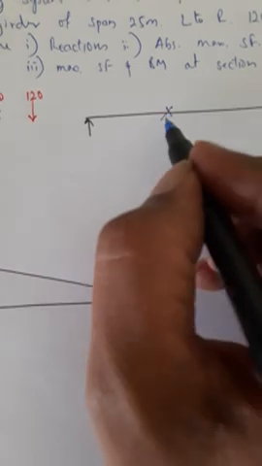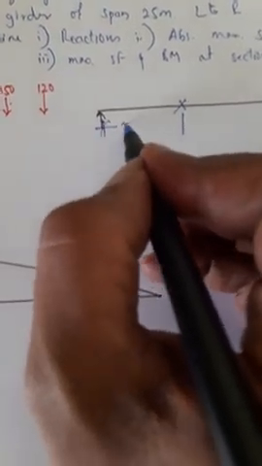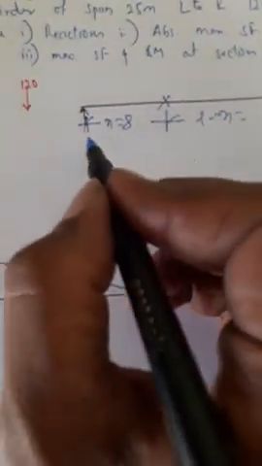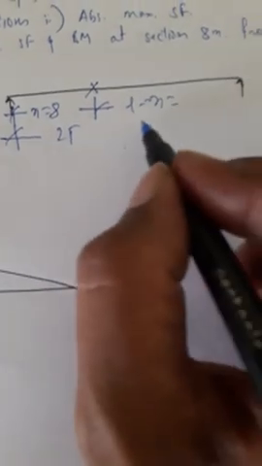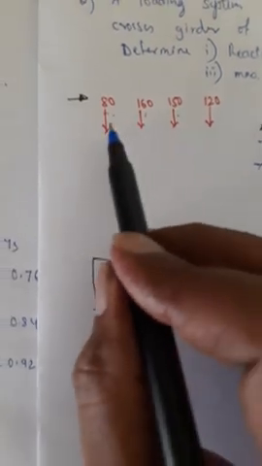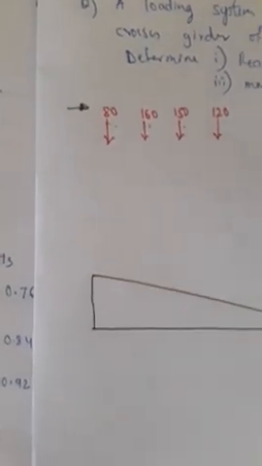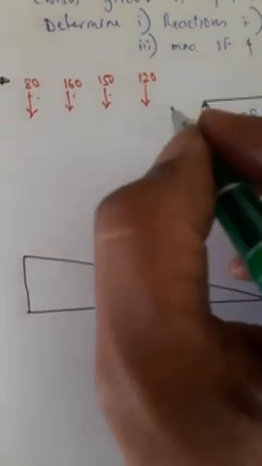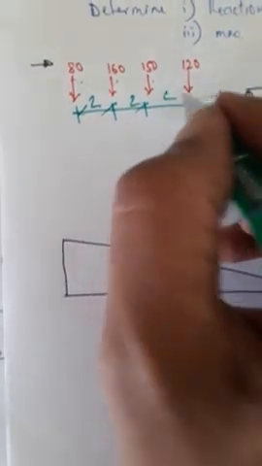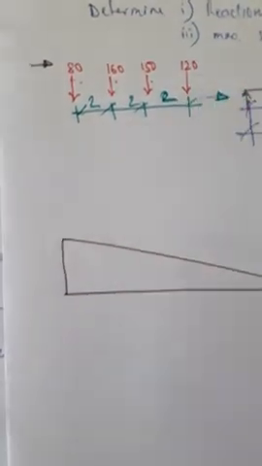So this is the girder. The required point is here, x. So this value small x is equal to 8 meters. L minus x, so overall span is 25, so 25 minus 8, 17. So these are the four loads and these cross the girder from left to right, and spacing between them is 2 meters apart. 2 meters is the spacing between each of the loads.